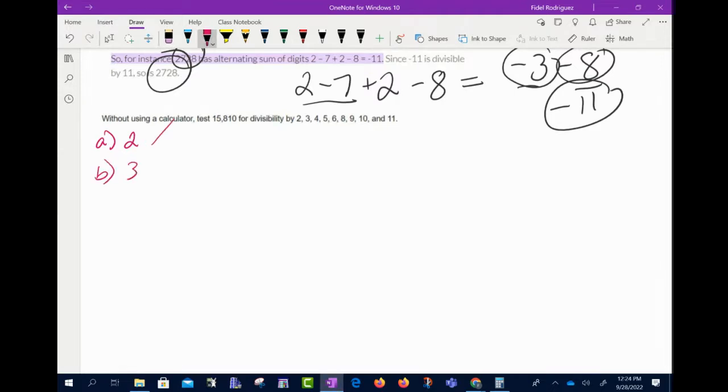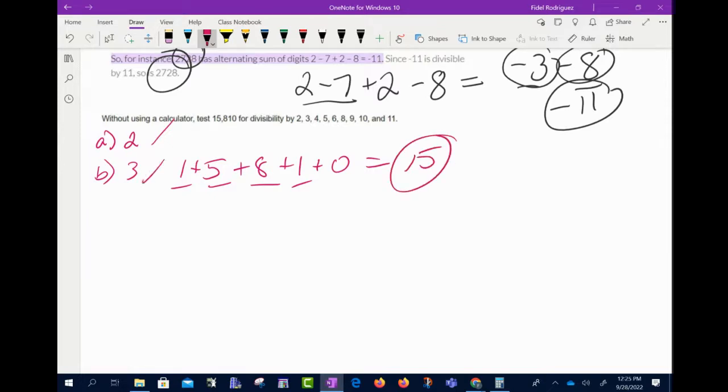Okay. Now, we're going to check 3. Can we divide it by 3? The way we check for 3 is we take those digits and add them together: 1 plus 5 plus 8 plus 1 plus 0. So 1 and 5 is 6. 6 plus 8 is 14. 14 plus 1 more is 15. Can we divide 15 by 3? Yes, we can, right? Then we can divide the whole number by 3.